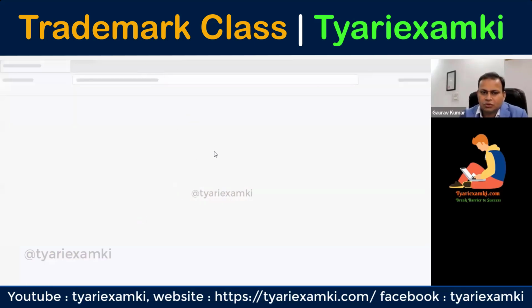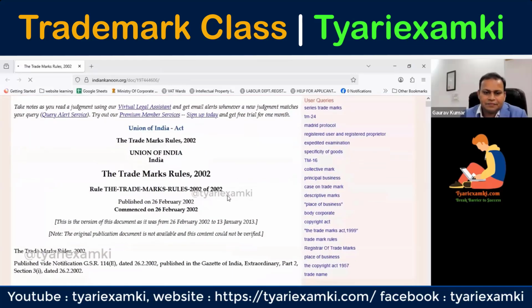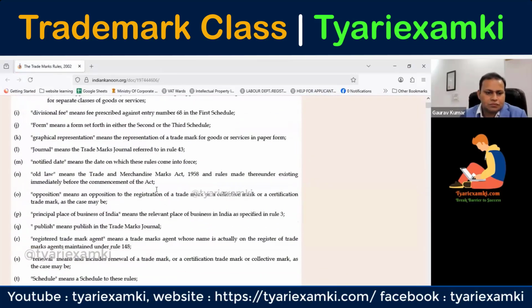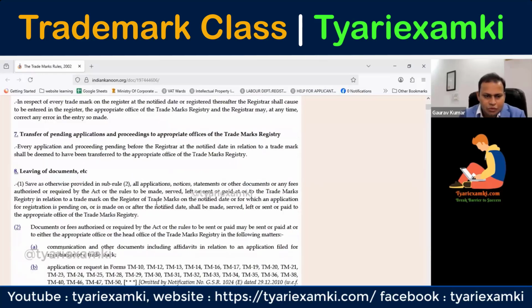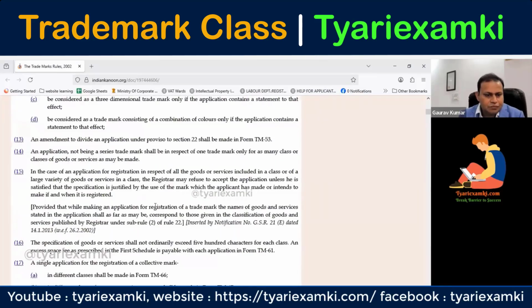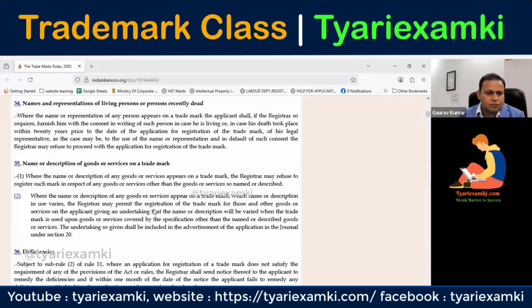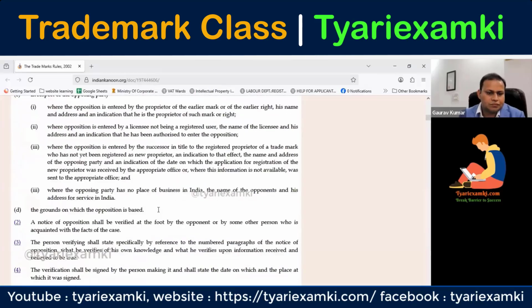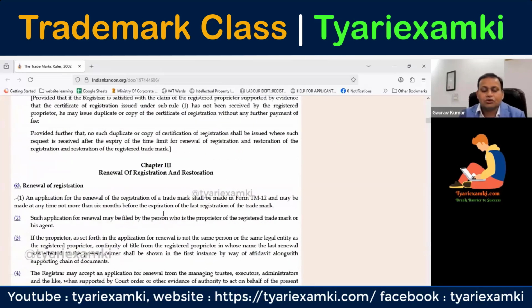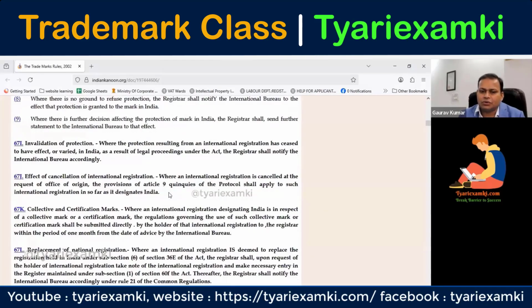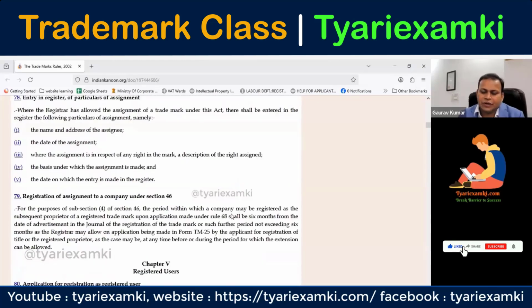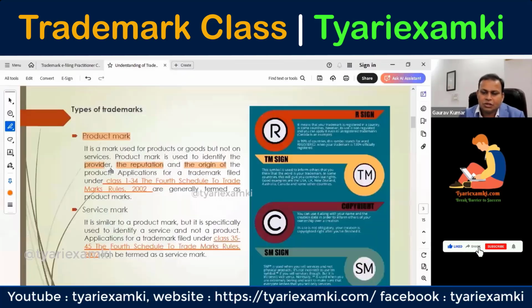If you go to the classification of goods, you will find that classes 1 to 34 are given for different classes of goods and different categories.